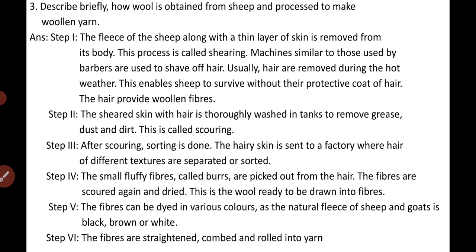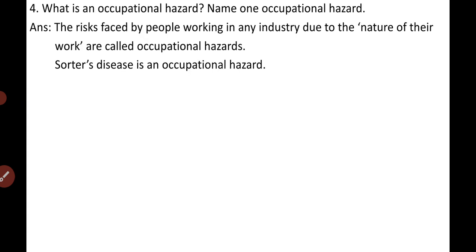Next, step number 6. The fibers are straightened, combed and rolled into yarn finally. Clear? So these are some of the steps which are involved in the processing of woolen yarn. Okay, clear? Next, question number 4.